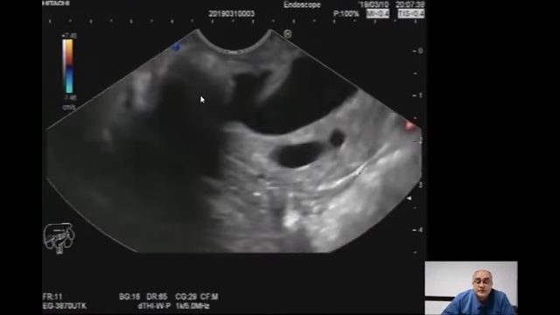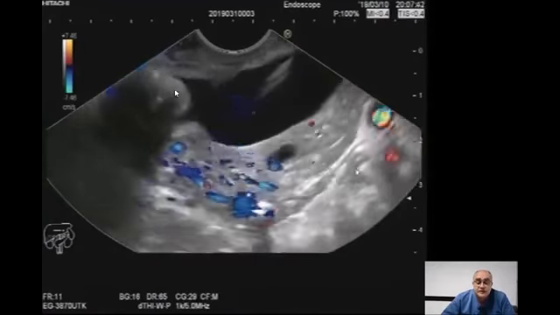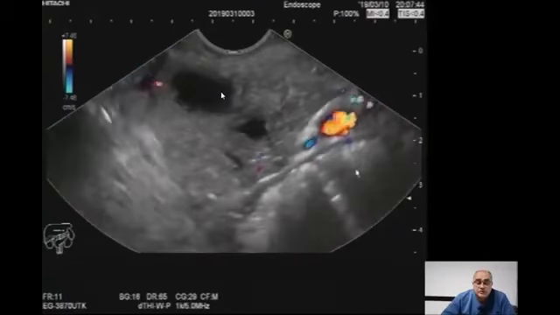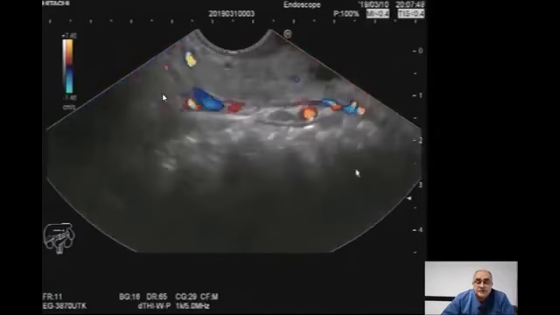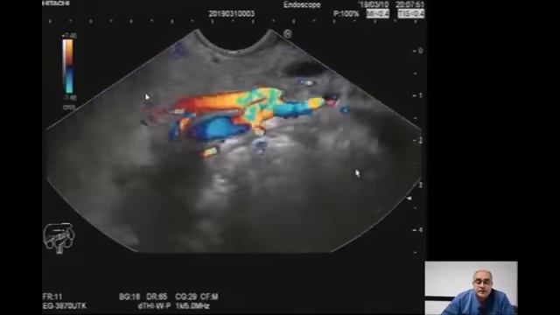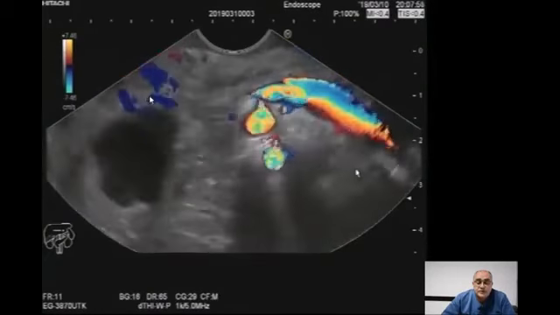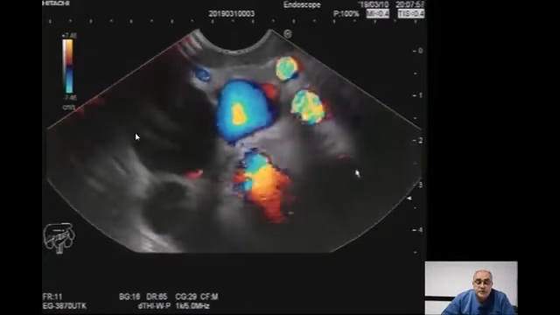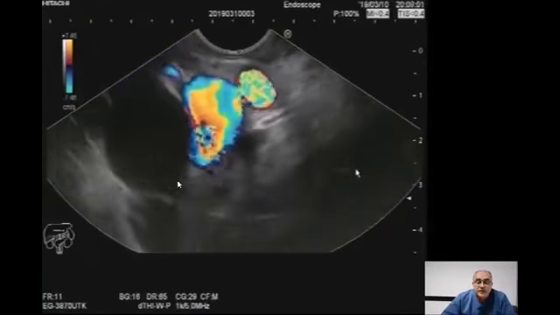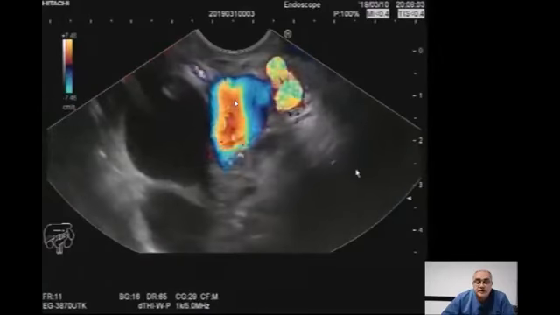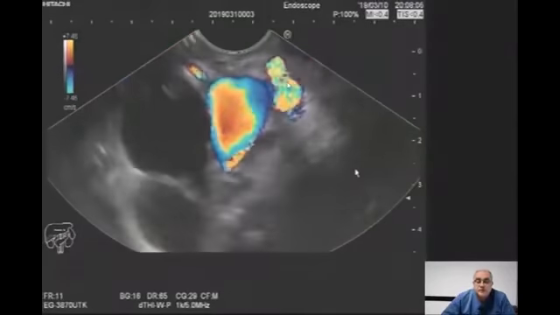This was misinterpreted by MRCP as a soft tissue shadow because it is impacted. It is not floating in the lumen. So sometimes non-floating stones or impacted stones are misinterpreted by the MRCP as a soft tissue shadow. But here, by endoscopic ultrasound, it is very clear, and here the common bile duct is markedly dilated, and this is the region of the porta hepatis with the portal vein and the hepatic artery proper.